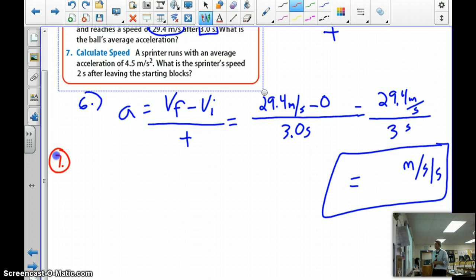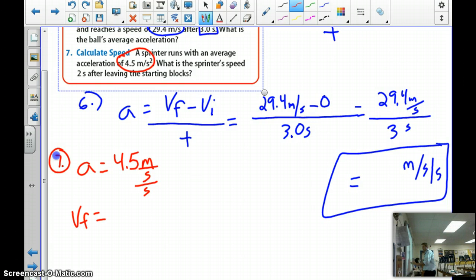Forgive me, it's late. A sprinter runs with an average acceleration of 4.5 meters per second squared. So they're telling you that every second, this runner increases its velocity by 4.5 meters per second. They want to know what the final speed will be after 2 seconds.